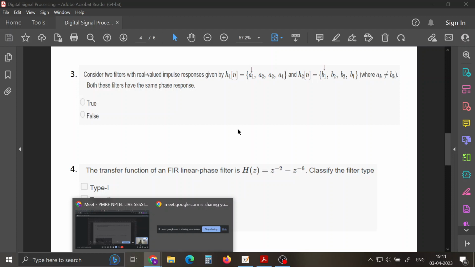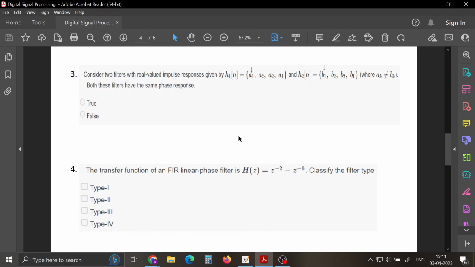So question number 3. We are given 2 filters with real valued impulse responses, of course. The impulse response of the first filter is given by h1 of n, which has 4 samples: a1 followed by a2, again a2, and finally a1. And the impulse response of the second filter is similarly given by h2 of n, which is b1, b2, b2, b1.